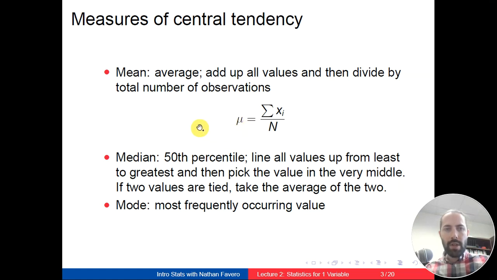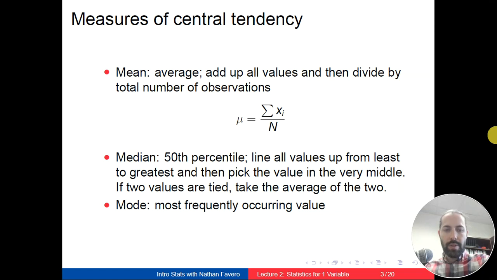Now, a second alternative measure of central tendency is the median. The median is equivalent to the 50th percentile. We can calculate that by just lining up all the values from least to greatest for that particular variable. Again, if we're looking at age, maybe the youngest in our data set is a 9. So we're going to put all the 9s at the bottom, then all the 10s, and so on and so forth. Once we've got them all arranged from least to greatest, then we're going to pick the value that's in the very middle. That's the 50th percentile, or the median.